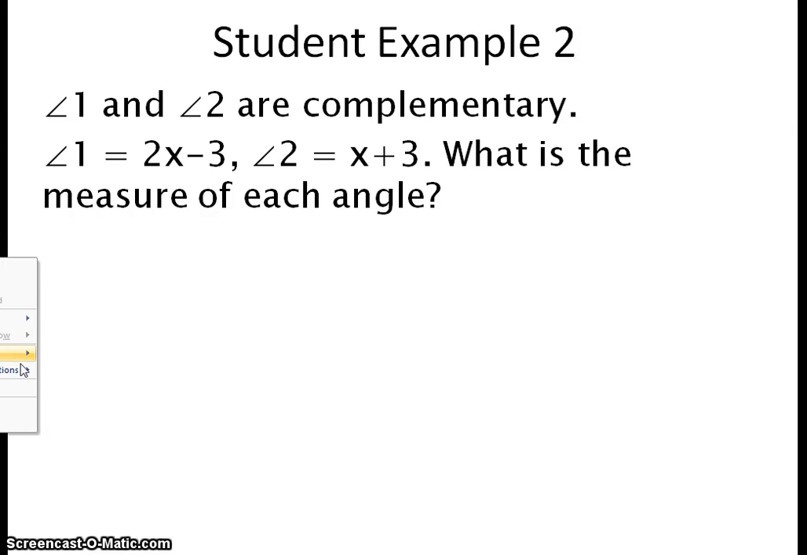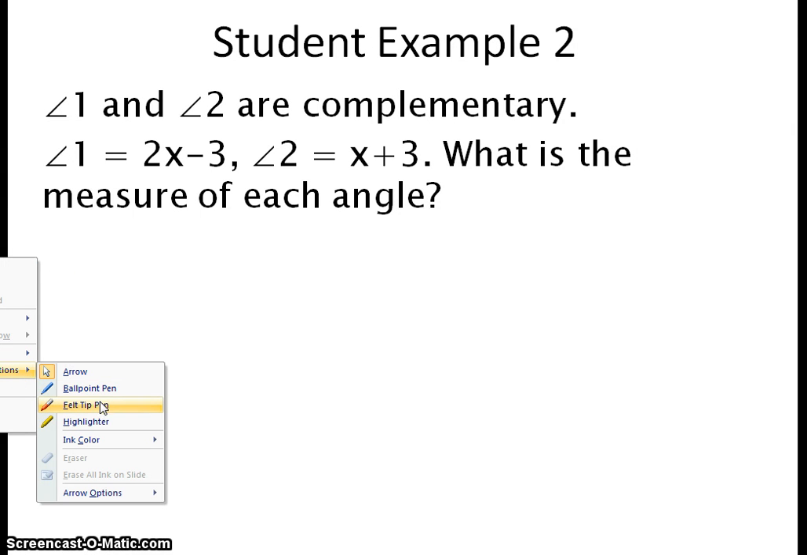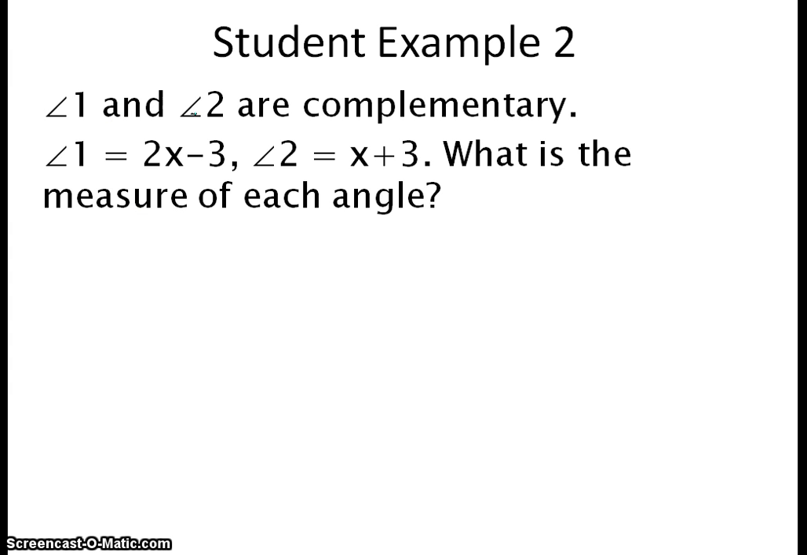Okay, last two examples and then we'll be done. So, this example says that angle 1 and angle 2 are complementary. Well, what does that mean for two angles to be complementary? It means that they add up to 90 degrees.